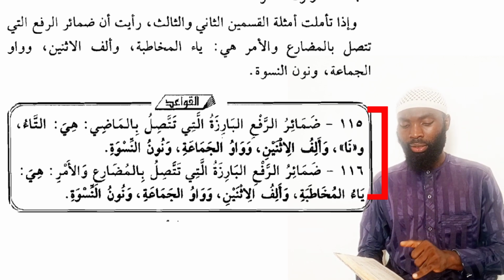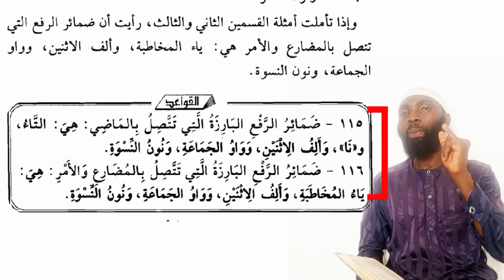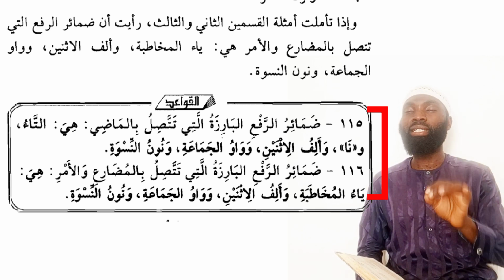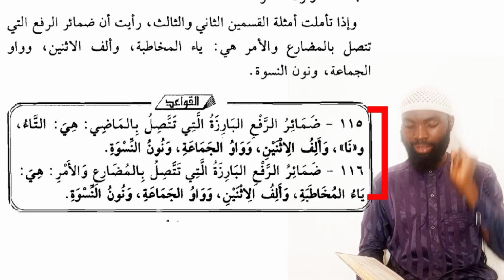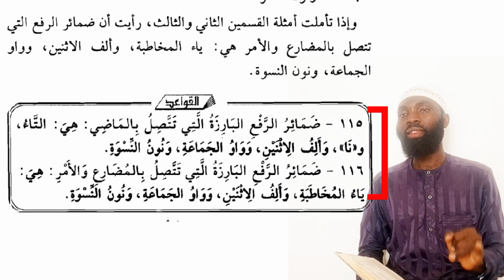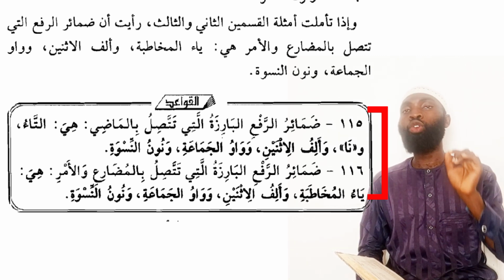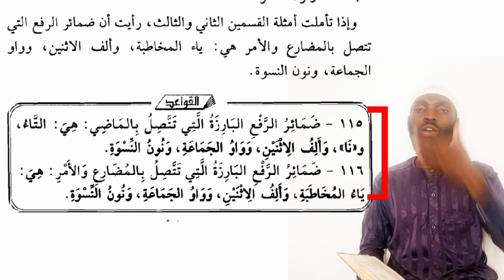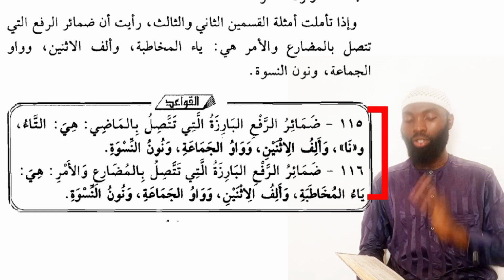ضمائر الرفع البارزة التي تتصل بالمضارع والأمر هي. As for this type of pronouns which are attached to the present tense and to the command tense, they are ya ul mukhataba, the ya of the second person female, wa aliful ithnain, the alif of 2, wawul jama'a, the wa of plurality, wa nunun niswa, and the nun of feminism. So these are the ones that are attached to the present tense and the command tense.